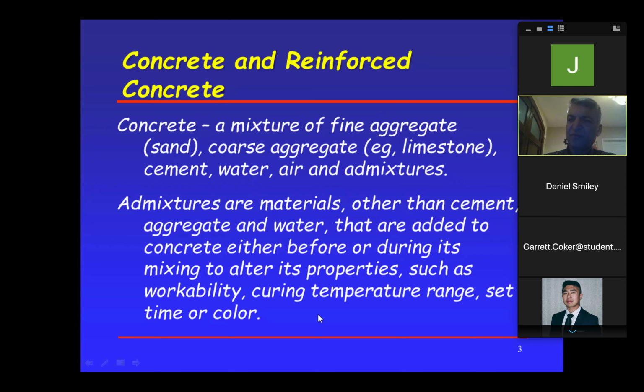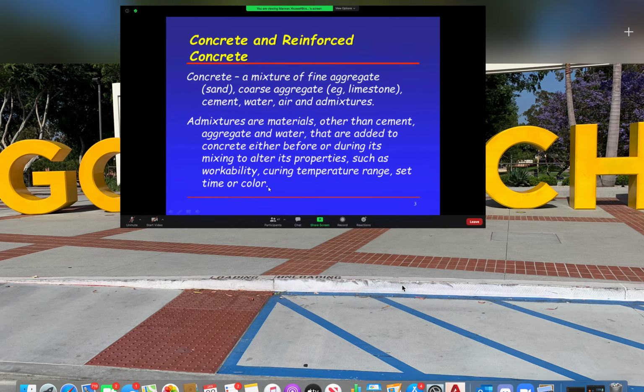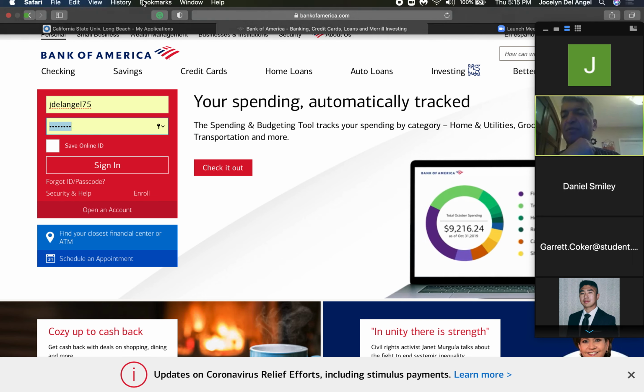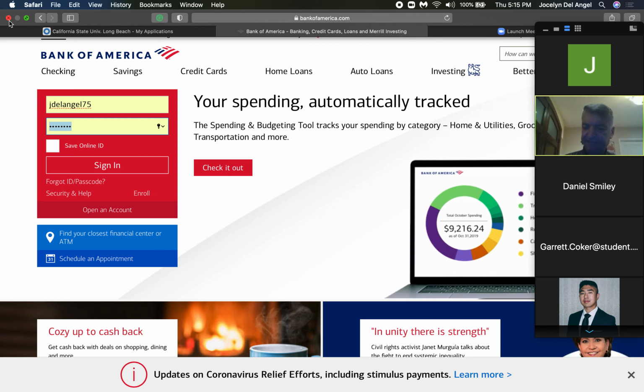Curing temperature range. We want to cure. Curing meaning we want the concrete to dry and set, to become really dry and then workable later on. And then set time or color. Sometimes we want it to set, which means dry and be workable, so we are able to step on it in a timely manner. Or color. Color is also considered an admixture, because sometimes we would like to put sidewalks or crosswalks in the middle of the street and color them red. So that is an admixture. Okay? All right. Again, please interrupt me with any questions you have.